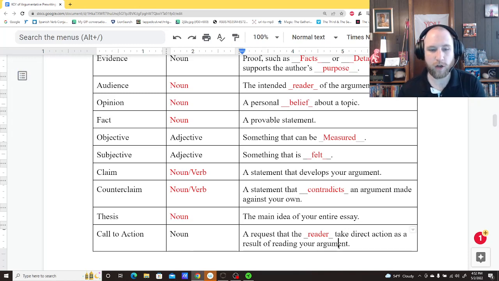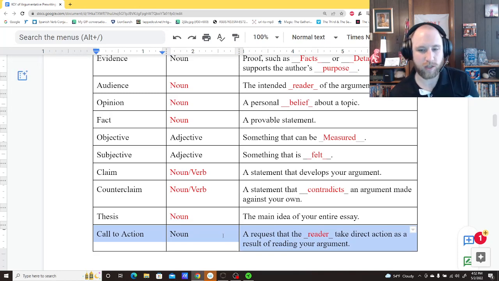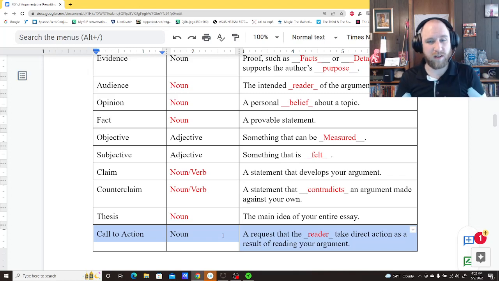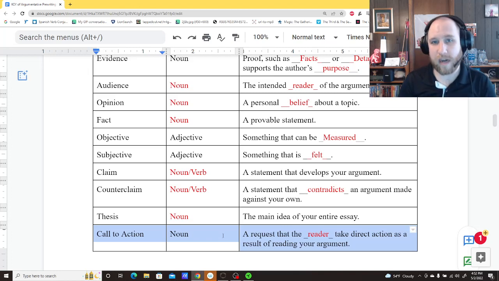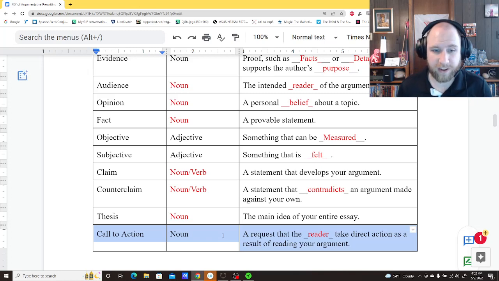Finally, last term is a call to action, a request that the reader take direct action as a result of reading your argument. So if I'm arguing that a piece of pizza is particularly delicious or well-made, there may not be a call to action there. I'm just arguing that this pizza is better than other people's pizza. Okay, fine. I may argue that one movie is more artistically relevant than another movie, but in the end, you don't have to go out and do anything about it.